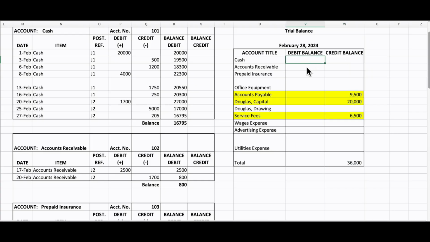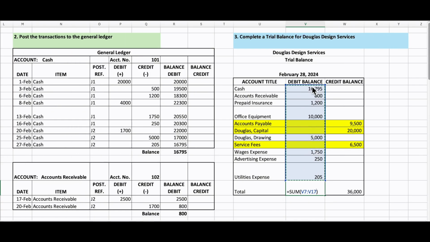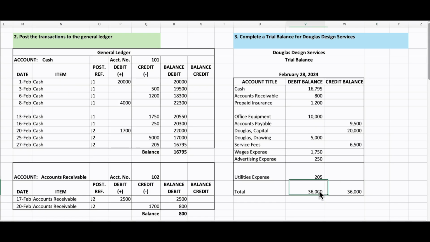$36,000. Now, everything else is on the debit balance. All of the rest of these accounts are on the debit balance, and they go in this column. So cash balance goes here, etc. So I'm going to go and enter those, and I'll be right back. And then we sum up everything in this column. It equals $36,000. That means it all balances. So $36,000 on the trial balance.